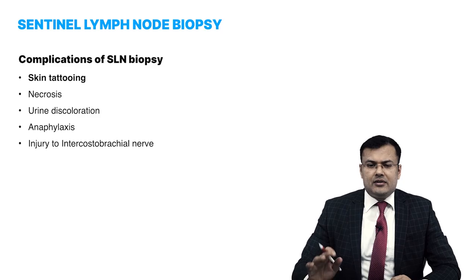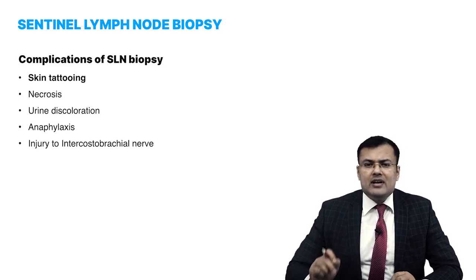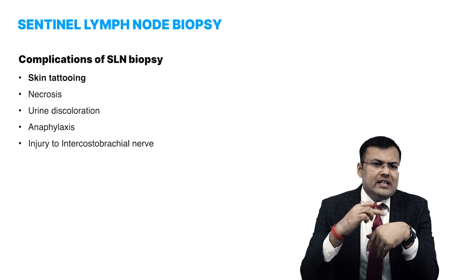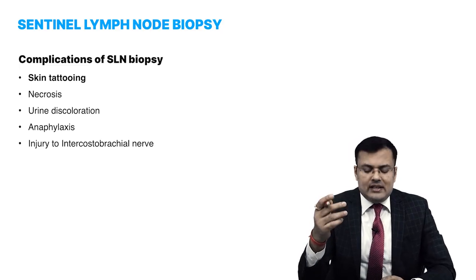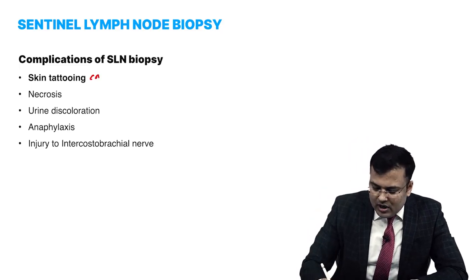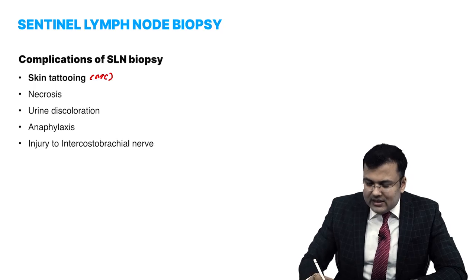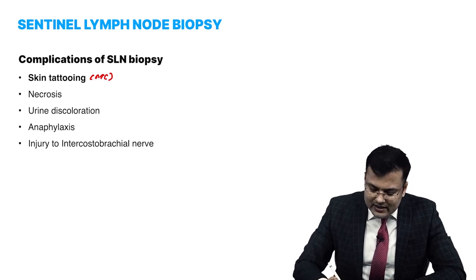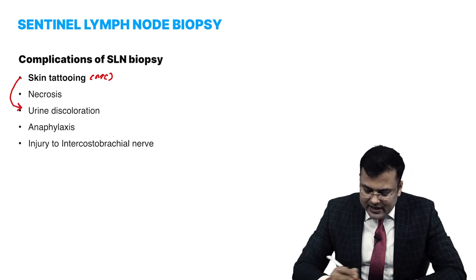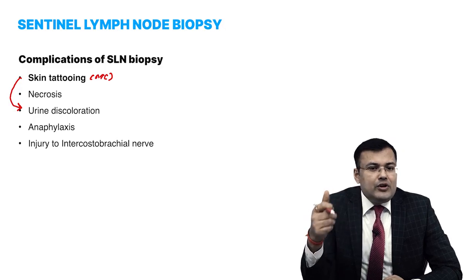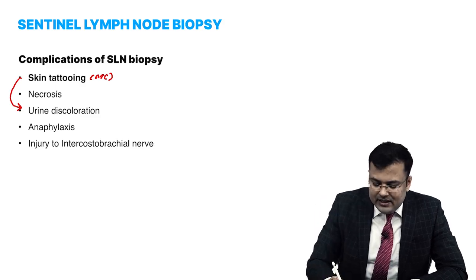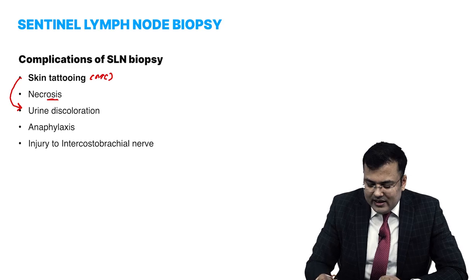Coming to the complications. You were injecting the blue dye. If you inject the dye beneath the skin, what will happen? Tattooing. So this is the most common complication. After that, the dye is absorbed and excreted in urine, so there is bluish urine discoloration. Sometimes, since you injected the dye beneath the skin, there can be necrosis. Sometimes there can be anaphylaxis.